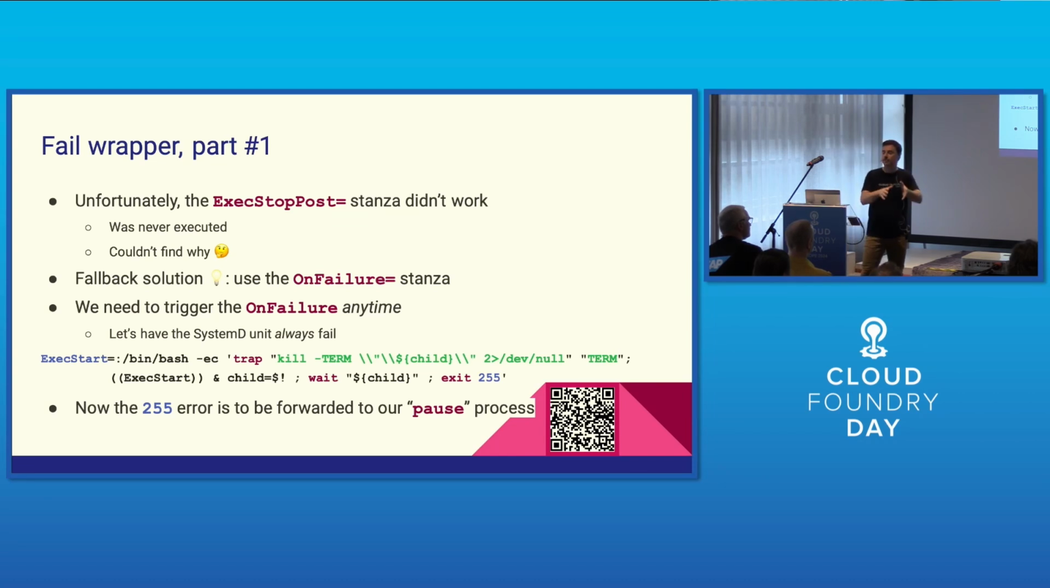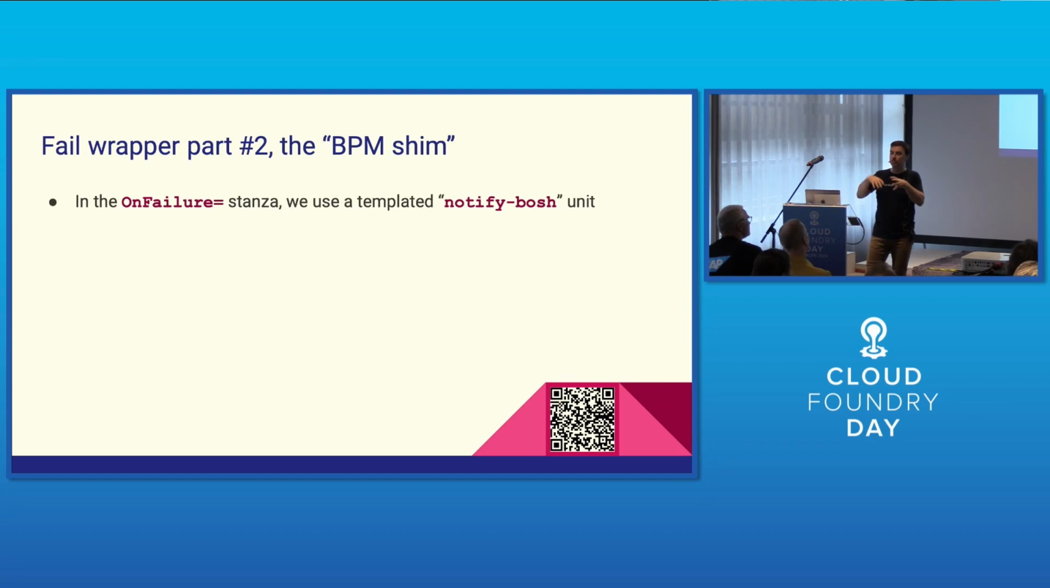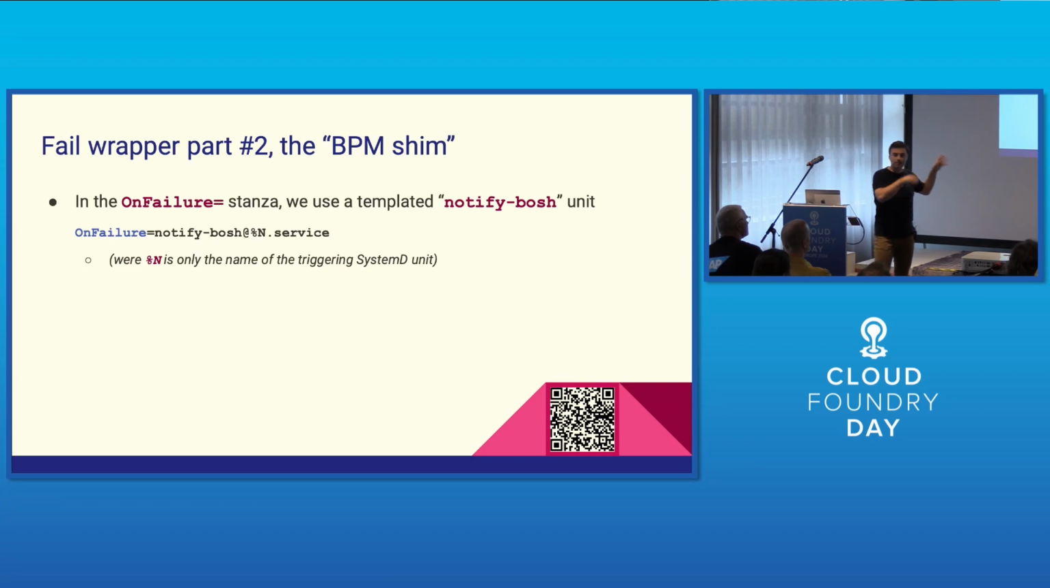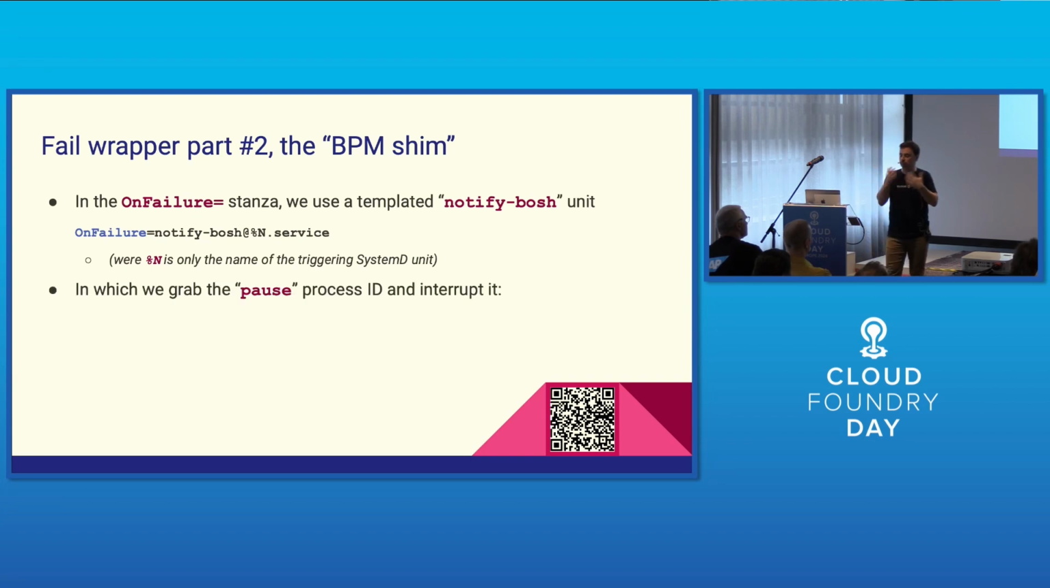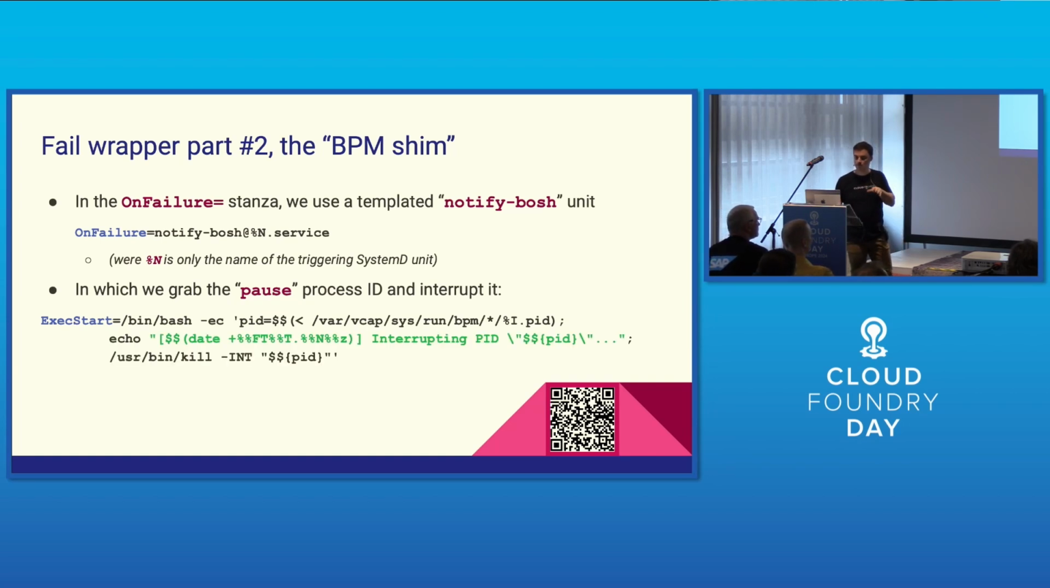So now we need to forward that to our pause process. And that's where there is a second part of that fail wrapper called a BPM shim. And this OnFailure triggers a notify-bosh unit file that is templated. The template is just the name of the triggering unit file. It's just the way systemd names things. It's not that big a deal. And in there, we grab the pause process ID and we interrupt it. So we grab the process ID here, we say we are going to interrupt the pause process, and we do interrupt it.